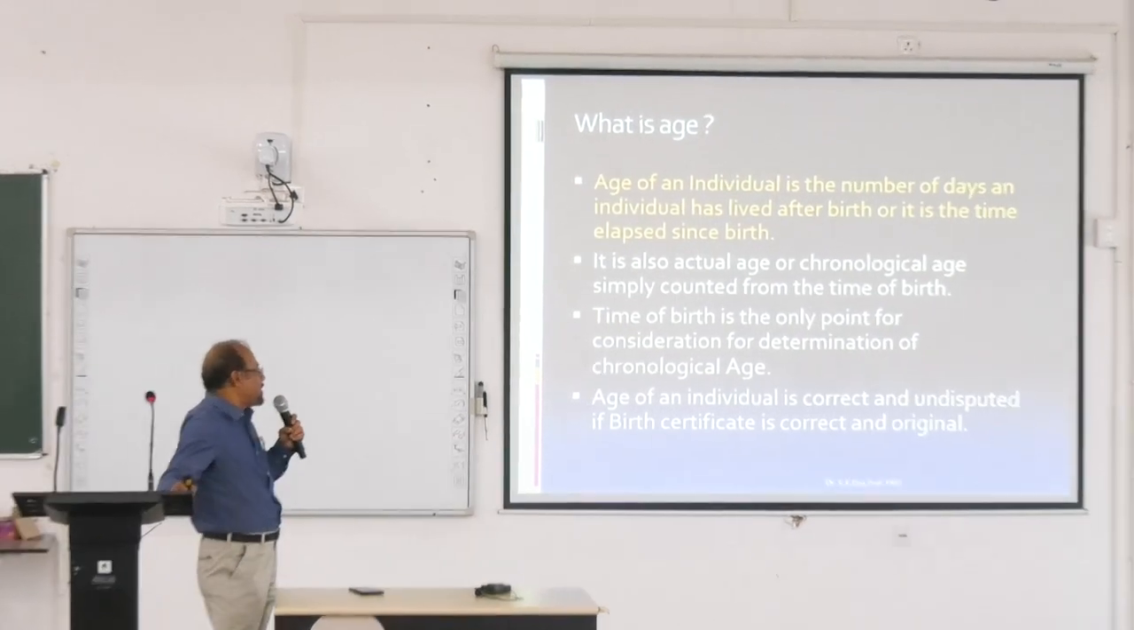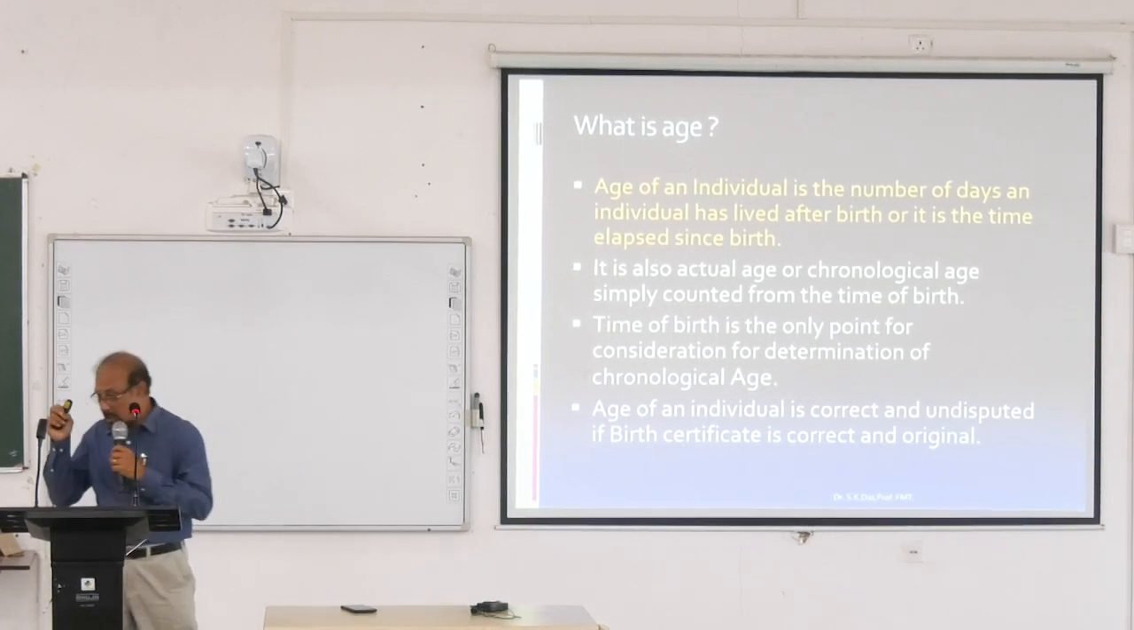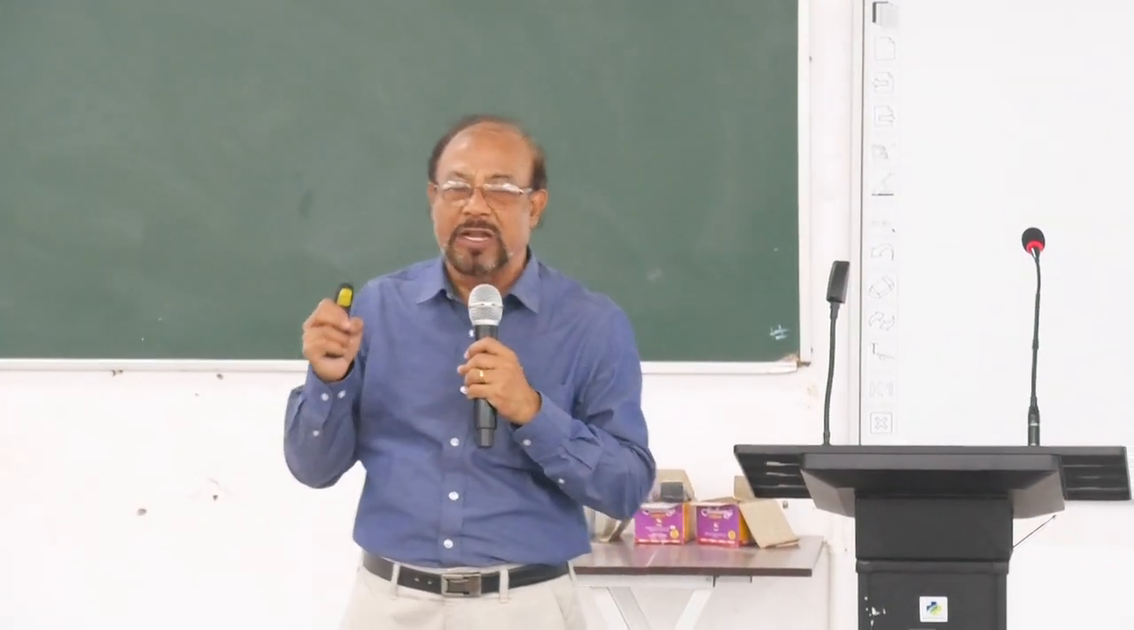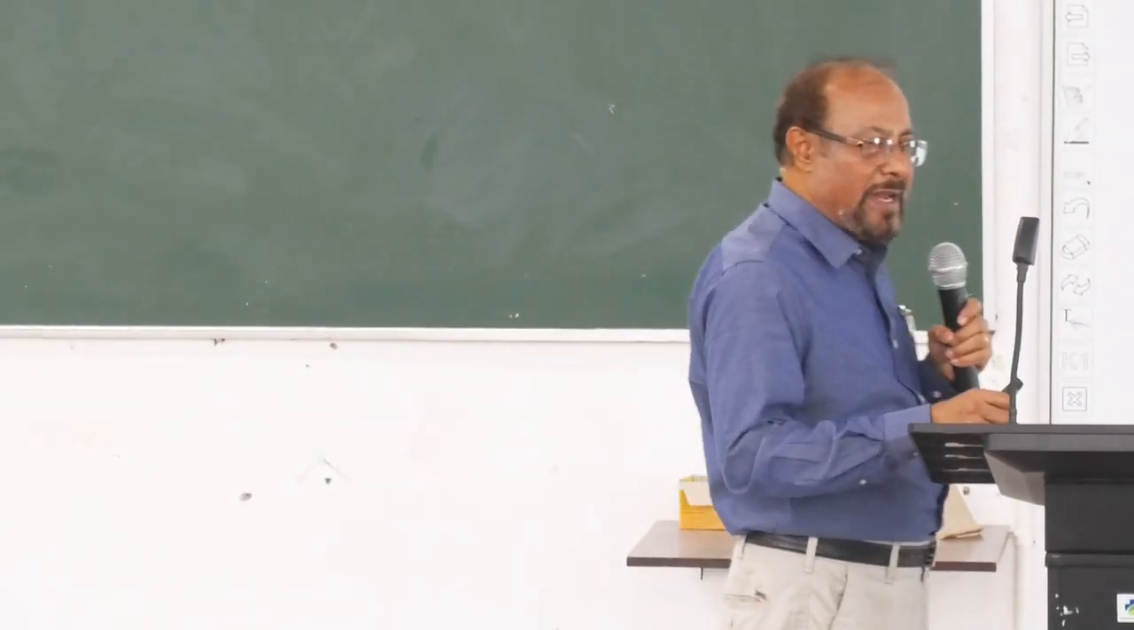Age of an individual is correct and undisputed when the birth certificate is available. That is the main problem. That's why these days many authorities have mandated the biological age determination because of these problems. Because the birth certificate is many times missing.